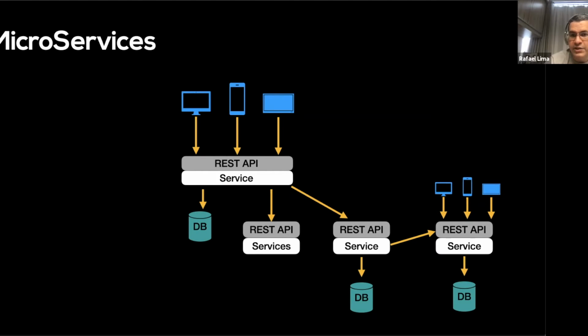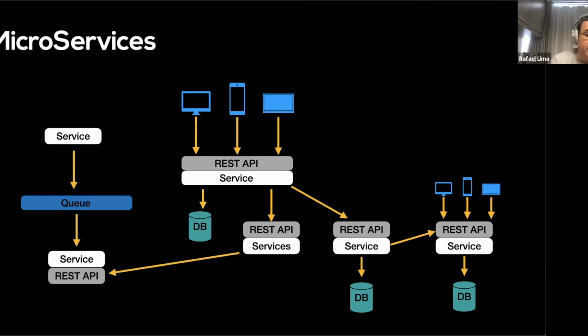We can also have asynchronous communication. That's when you have a queue strategy. Could be RabbitMQ or Kafka. So in this reality, this service here is sending a message to a queue, and whoever wants to listen to whatever the service created is going to connect to that specific queue and get that communication.